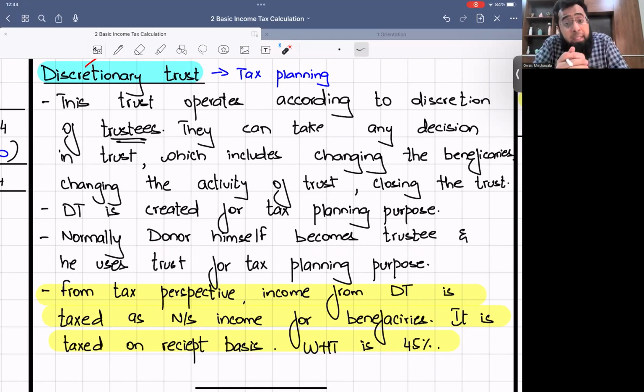Now, how are you managing the income tax? That you are changing the beneficiaries, you are adding the beneficiaries so that you want to use the personal allowances and basic rate bands. So the discretionary trust is created for tax planning purpose. If your children are small or if you want the income to be given to your family, don't create a discretionary trust because once you will die, the trustees will take up all of the amount.